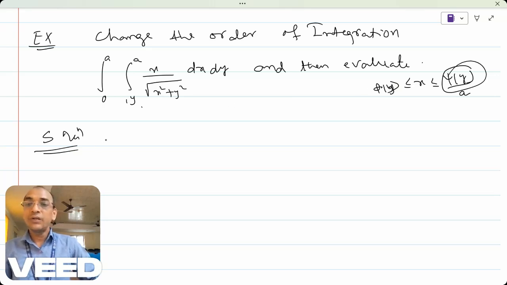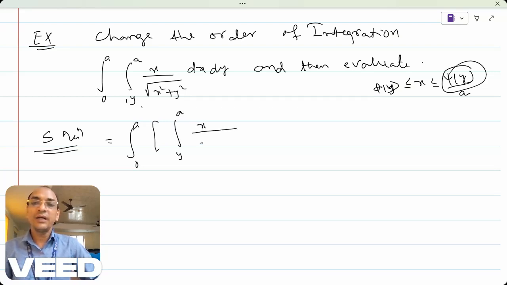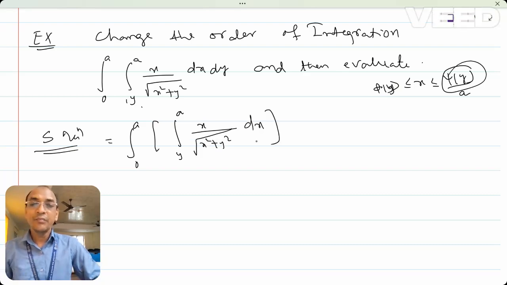So now the original integration is of this form: integration 0 to a, and then integration y to a, x divided by root over x square plus y square, dx, because one of the limits is a function of y. So x will be the inner integral and then y will be the outer integral. So this is the original or given problem.